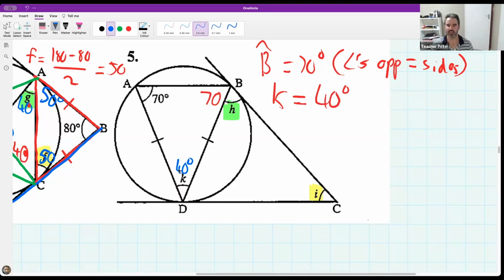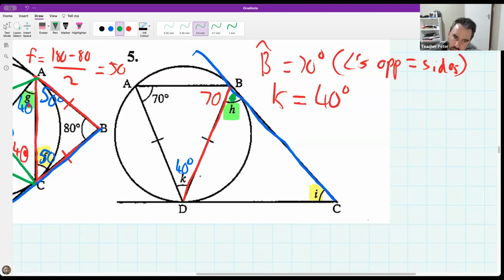Now, what is H going to be? I'll give you a hint. This is a tangent. So that's a tangent. And this is a, oh, let me use a different color. This is a chord. And so this over here is going to be the angle between the tangent and the chord. Can you remember what angle the green dot is going to go with?